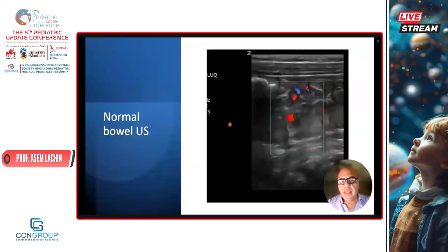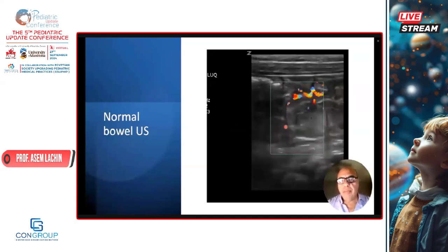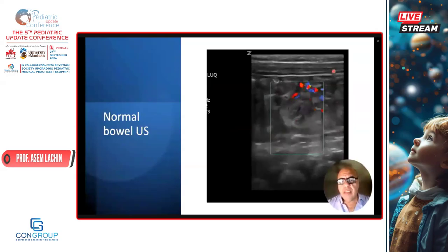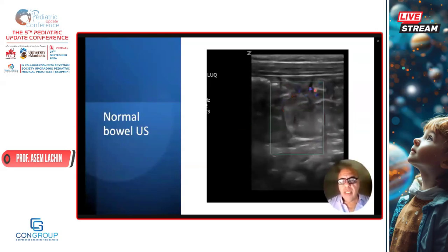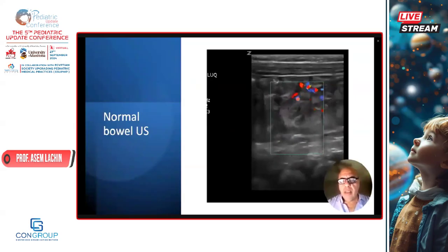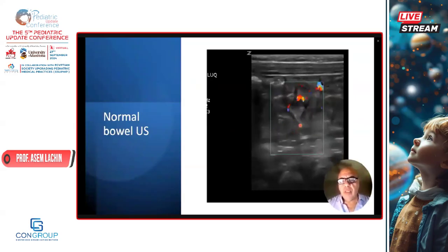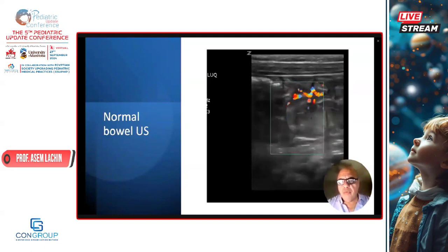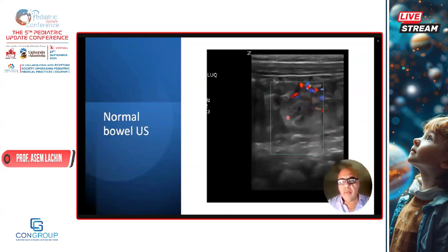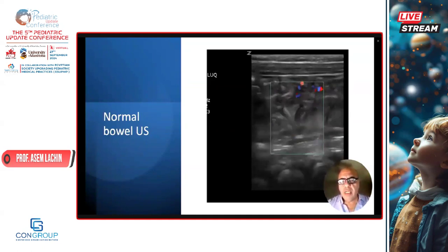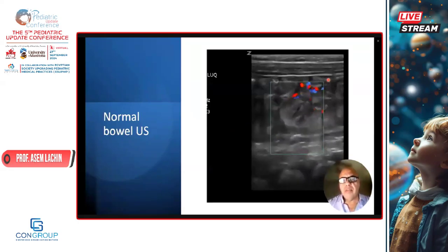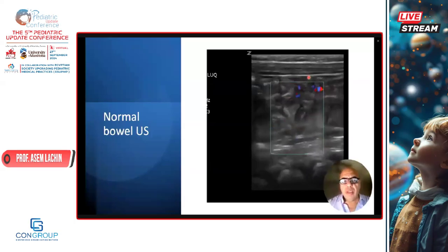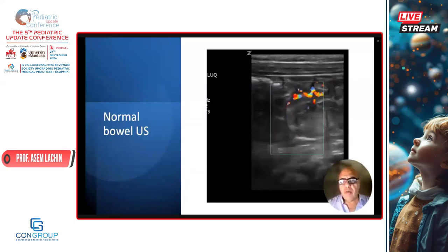Here we can see the normal pattern of the intestinal ultrasound with normal color Doppler indicating normal blood flow for the gut, normal movement, normal peristalsis, normal thickness of the wall. There is no kind of ascites or any fluid collections anywhere. So this is considered a normal bowel ultrasound.